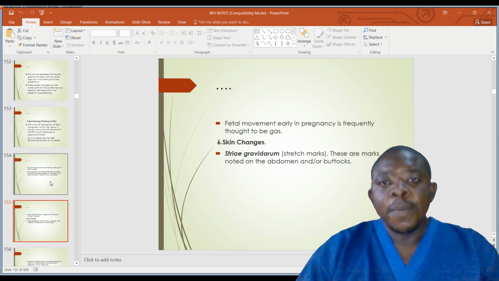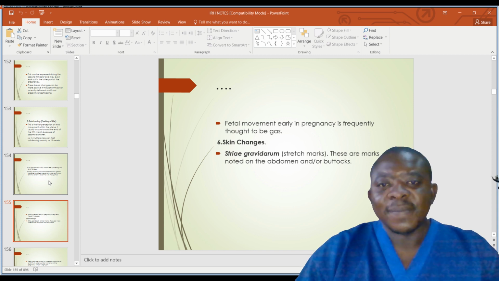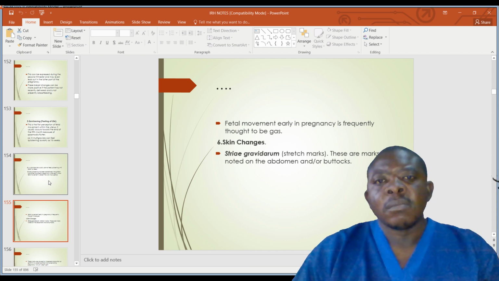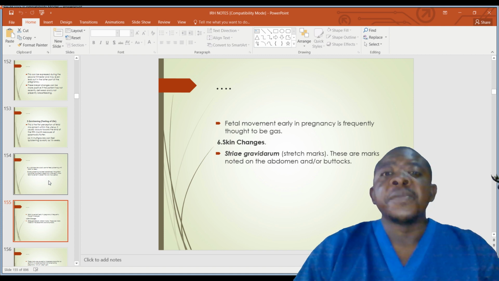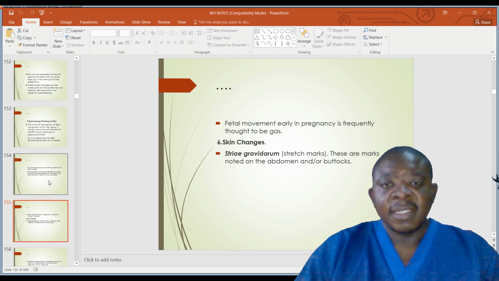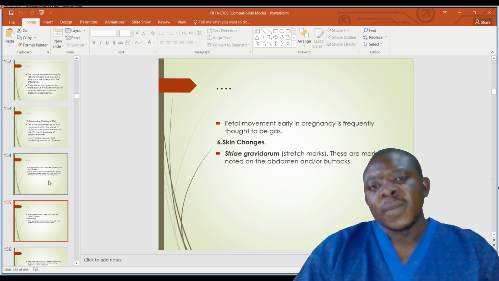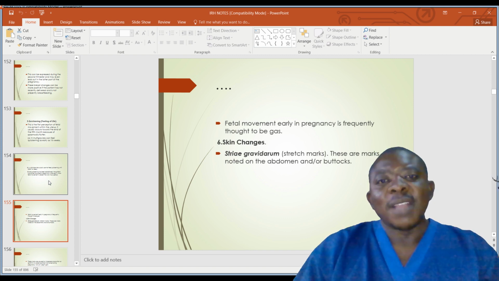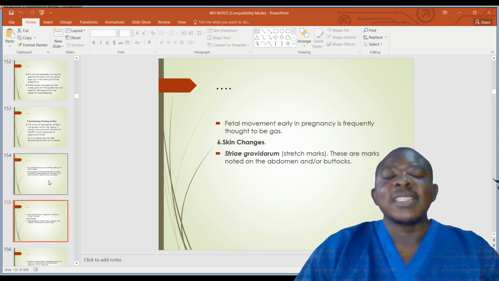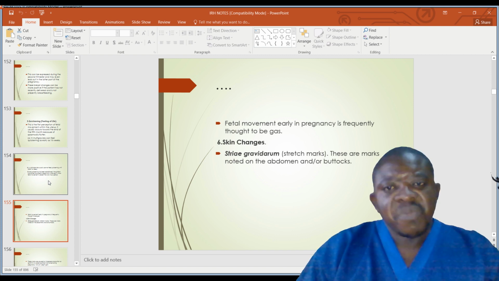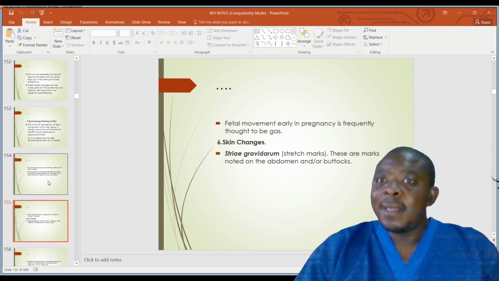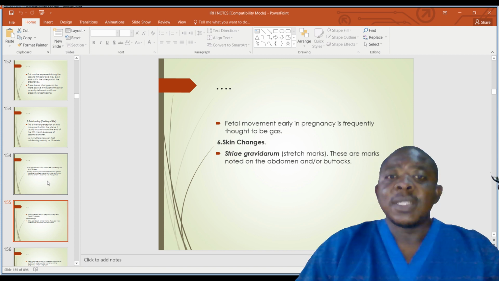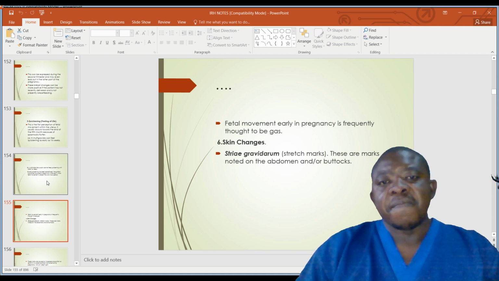Fetal movement early in pregnancy is frequently thought to be gas. So that is why it falls under presumptive signs and symptoms. If a woman has gas, sometimes they may feel as if it is a fetal movement, so it can also be presumed to be gas and not necessarily the feeling of life.